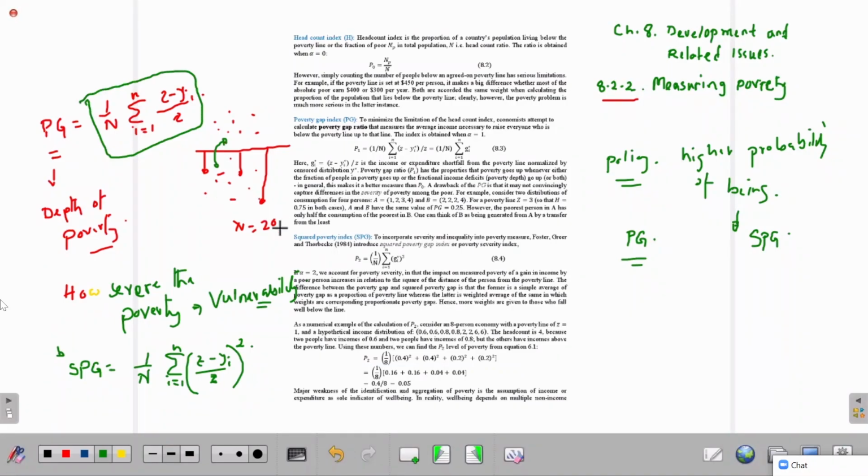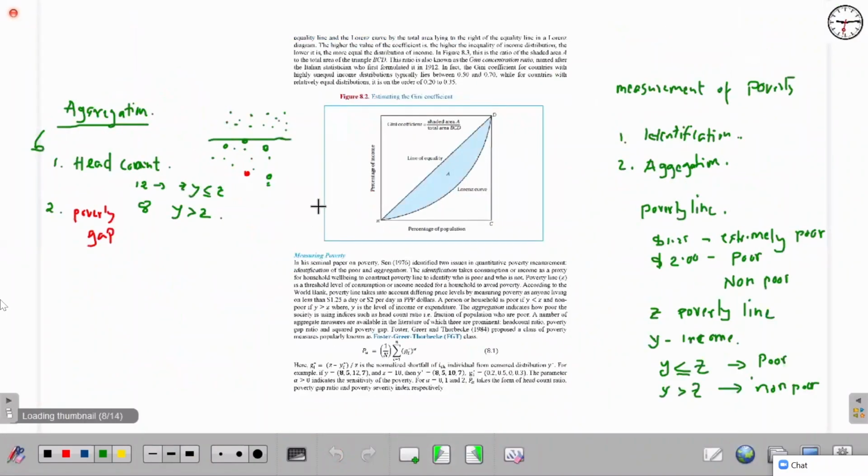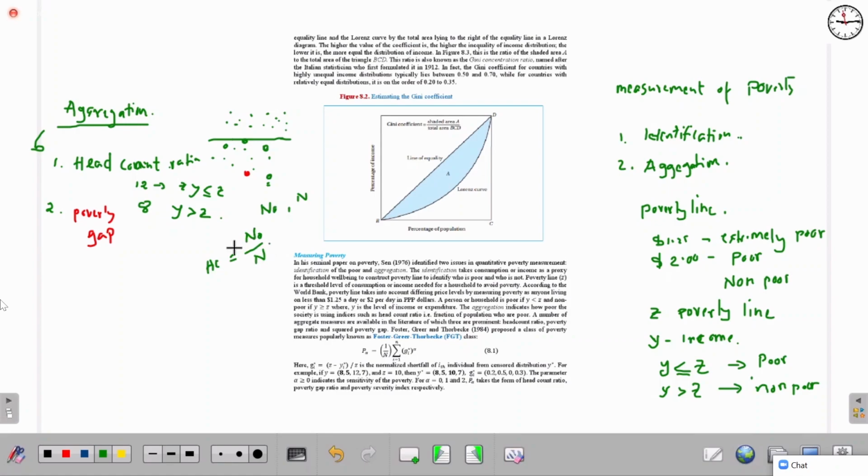And if we simply count the number of poor, we go for the index called the head count ratio. Head count ratio: if the number of poor is n0 and the population is n, then the head count ratio HC is n0 divided by n. Simple head count ratio. Okay.